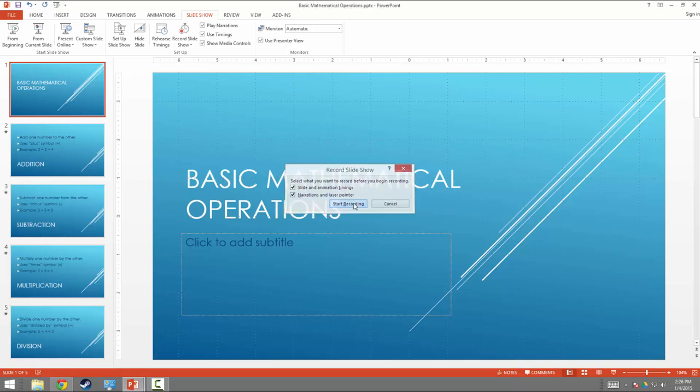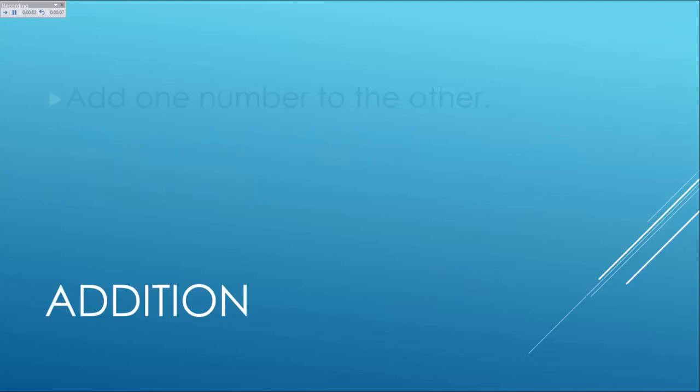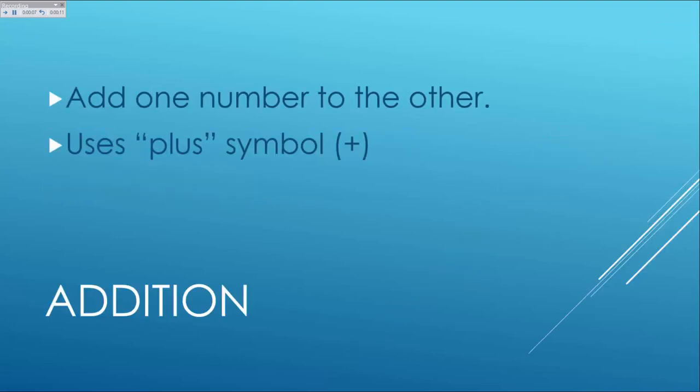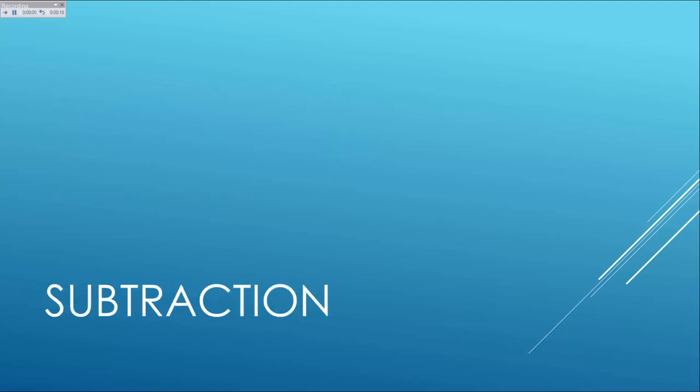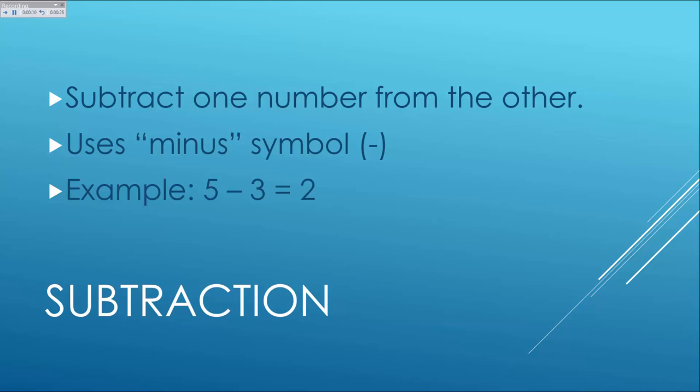So let's go. This lesson is about basic mathematical operations. The first operation we'll talk about is addition. Addition is when you add one number to the other. It uses the plus symbol. An example of this is 2 plus 2 equals 4. The next operation is subtraction. In subtraction, we subtract one number from the other. This uses the minus symbol. An example of this is 5 minus 3 equals 2.